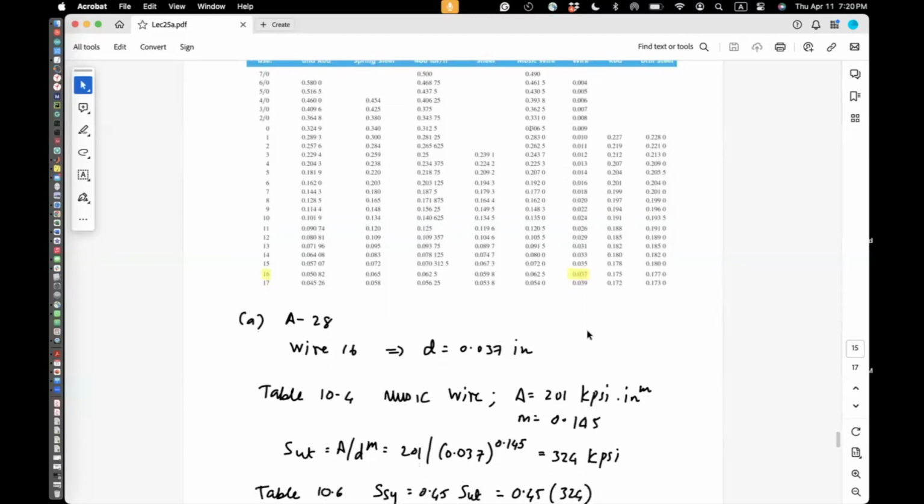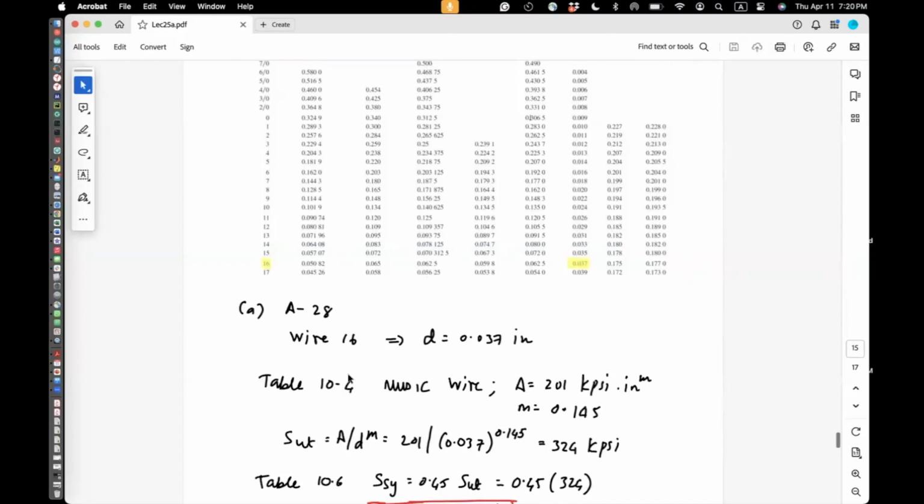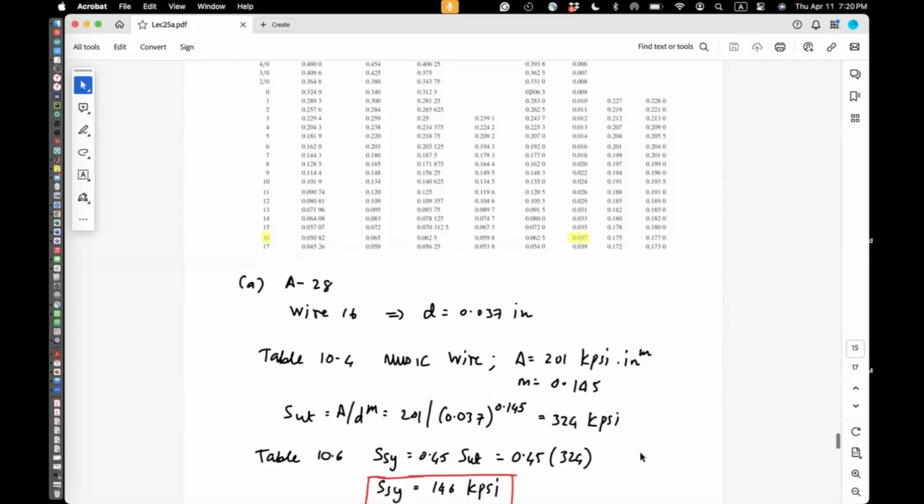Next, we need to find the ultimate strength. For that we go to table 10.4, as shown earlier. From that, we can compute A and M. So we know A and M, and we know the diameter. So we can compute SUT. Here it is 324 kpsi.